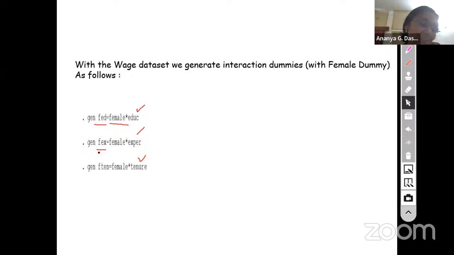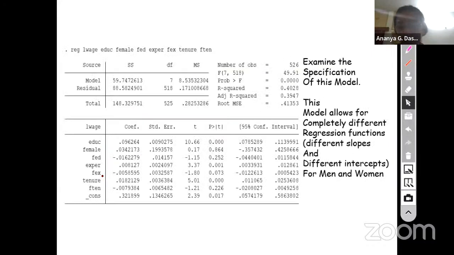I generate a variable called FX, which is female into experience, and F10 is female into tenure. And now look at my model. So you see, here I have a model which allows for completely different regression functions, that is different slopes and different intercepts for men and women.